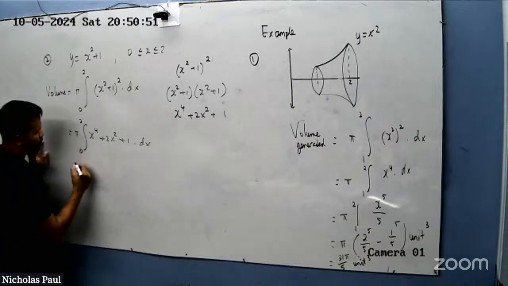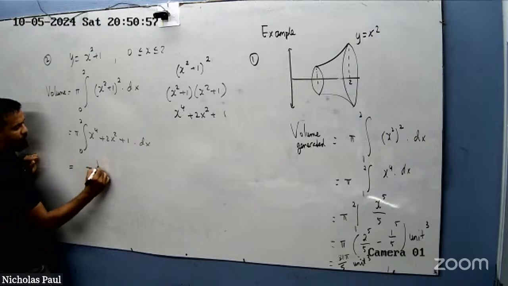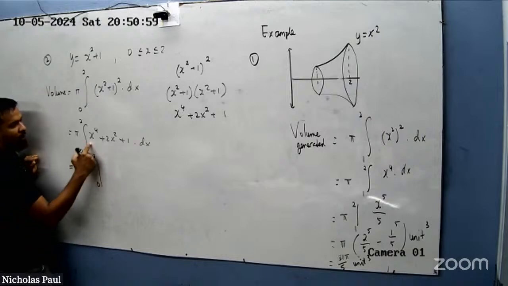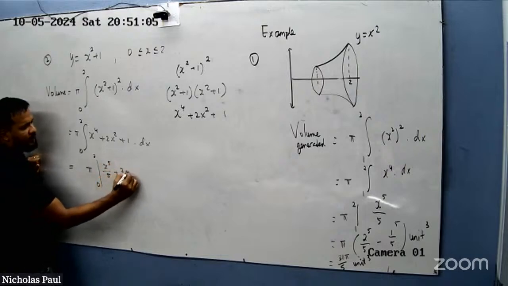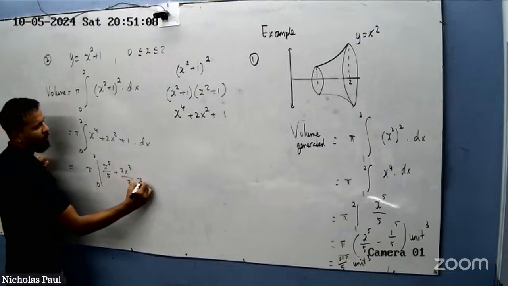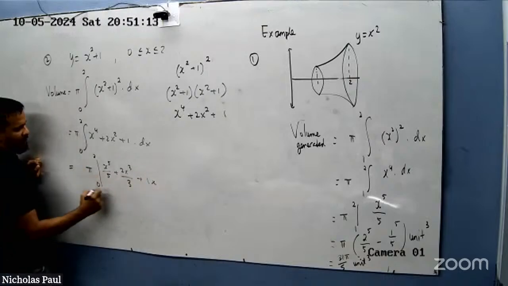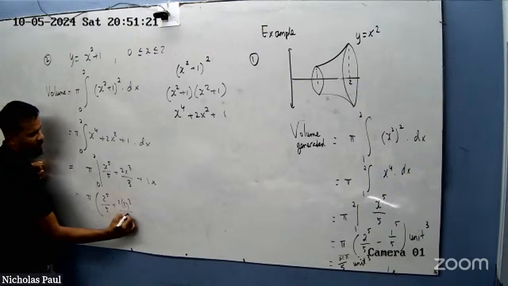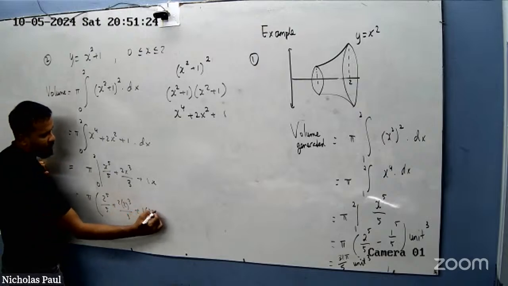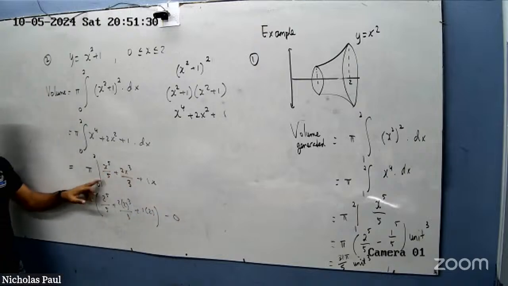All right, so when you integrate this, you'll end up with pi times x to the 5 over 5 plus 2x cubed over 3 plus 1x. And then you plug in 2 and you plug in 0. 2 to the 5 on 5, 2 cubed on 3 plus 1 by 2, minus 0. There's no need to even work out the 0 part, when you plug in 0 there, you'll get 0.